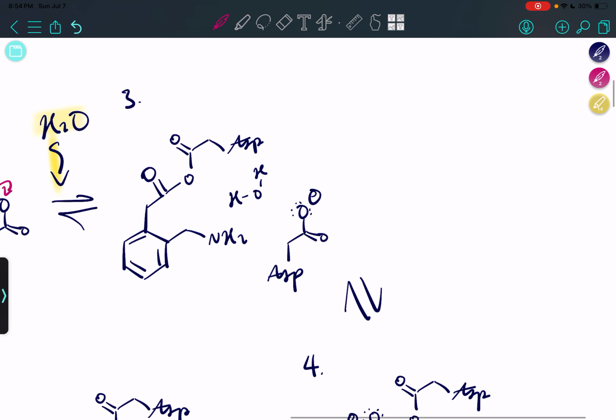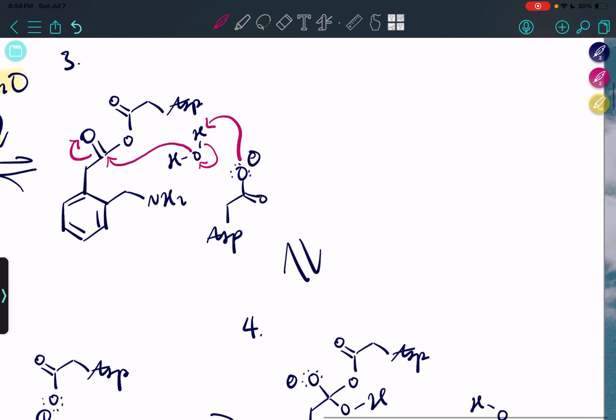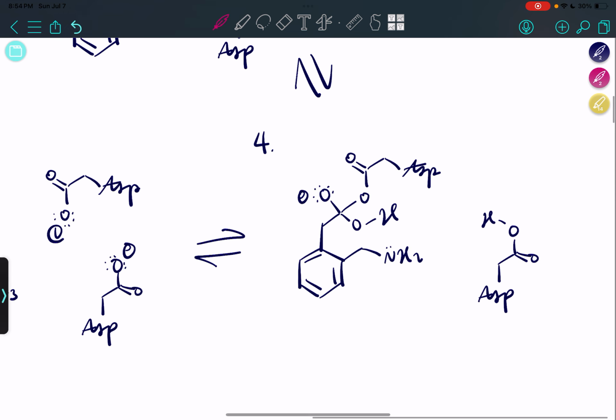In this step, the aspartate will act as a base and grab a hydrogen on the water and then push the electrons in the OH bond back to the oxygen. Then it will attack the electrophile, the carbon in the carbonyl group, and push electrons in the double bond back to the electronegative oxygen. In our next step, we have a tetrahedral intermediate, which shows covalent catalysis because later that will be broken.